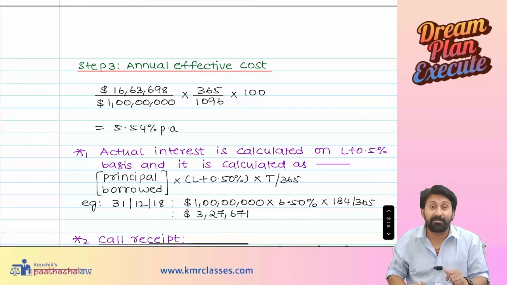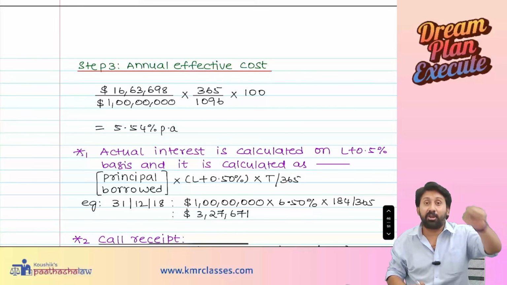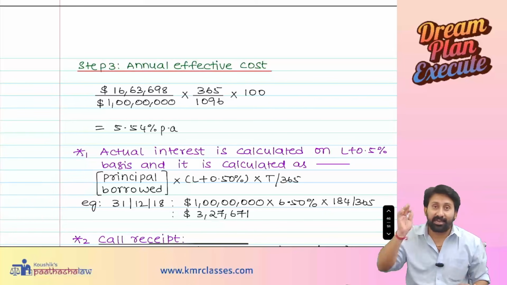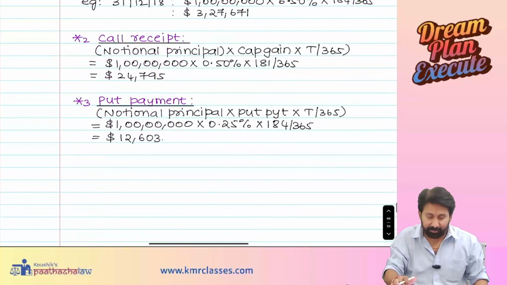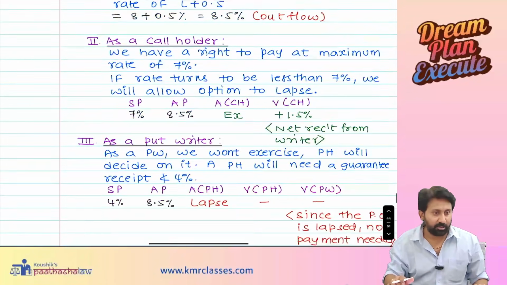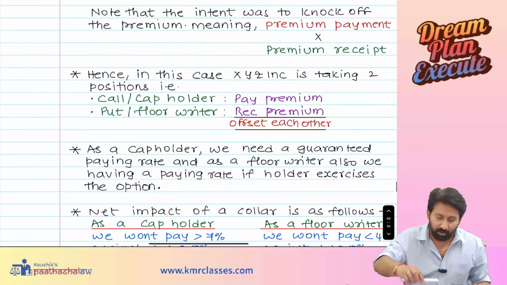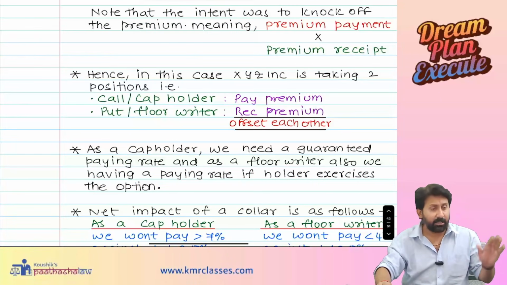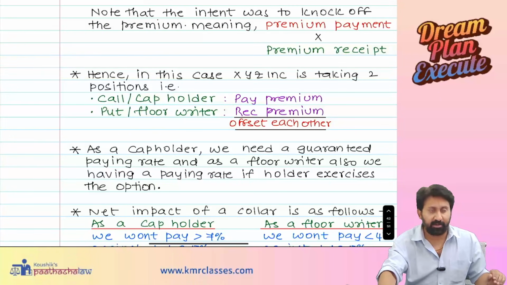What is the promise that we made? Your interest rate will be not more than 7, not less than 4. It is 5.54% in this case. Okay, this is how this problem has to be solved. Hopefully everyone got the full clarity on interest rate caps, floors and collars. Okay. Thank you.